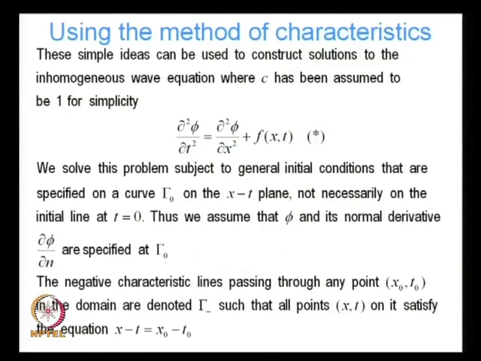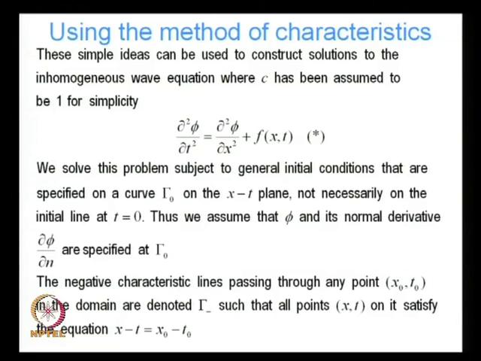So, this was a general discussion of the method of characteristics. Let us use the method of characteristics to find the solution to this inhomogeneous wave equation. Why is it inhomogeneous? Because on this side you have a forcing function f x t. The previous wave equations that we looked at were all homogeneous wave equations. So, this is an inhomogeneous wave equation with a source term f x t, and in this case for simplicity I have assumed that the wave speed c is equal to 1.